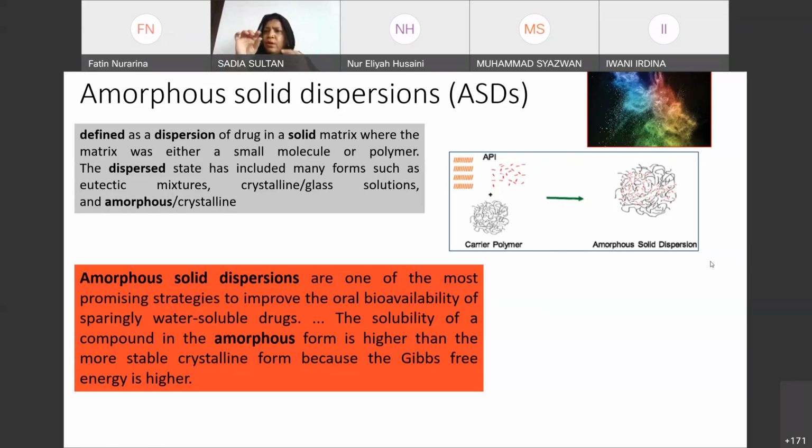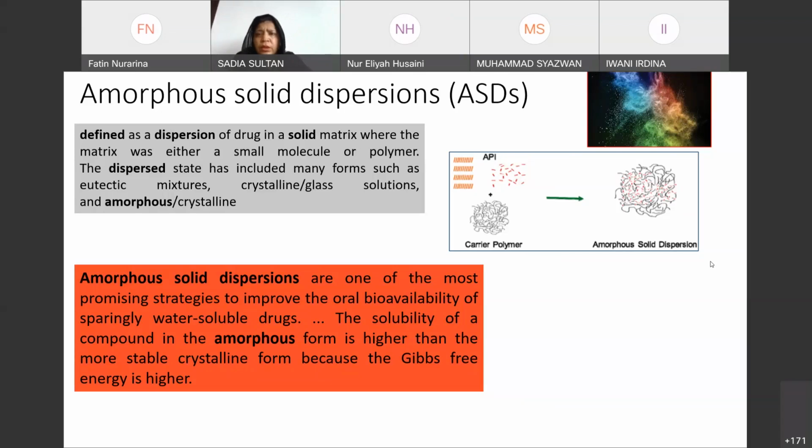And sometimes you have tablets or capsules in amorphous form, right? So this is a coating. Sometimes the coating is here, plain and shiny. The drug is actually inside, and you have a layer. This layer is due to the amorphous solid dispersion, right? This covering material, usually they choose small molecules or polymer. And the dispersed states have included many forms. For example, you can have mixtures, crystalline, gas, solution. Sometimes you have syrup as well, right?